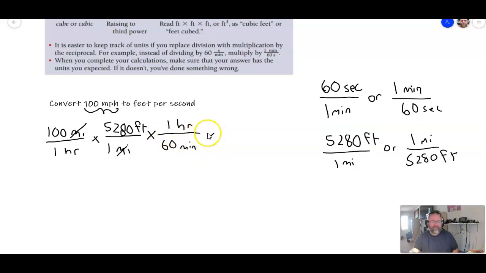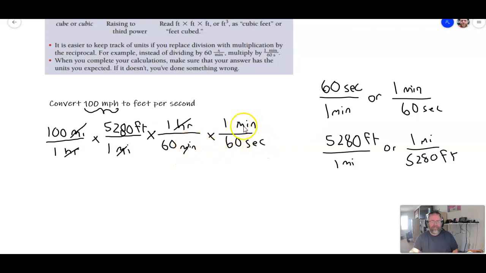And that's my next unit fraction. So that hour here is going to cancel out with that hour there. But I'm in minutes and I need to get to seconds. So I know that 1 minute is equal to 60 seconds.